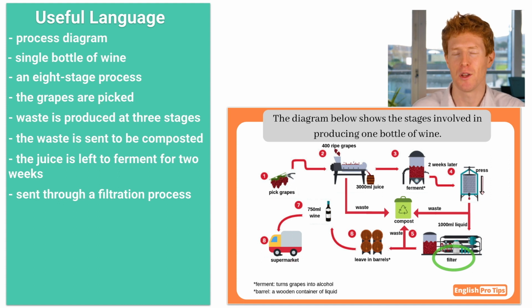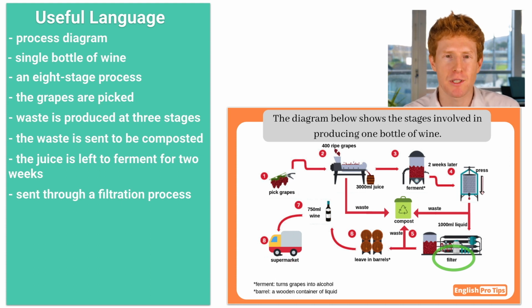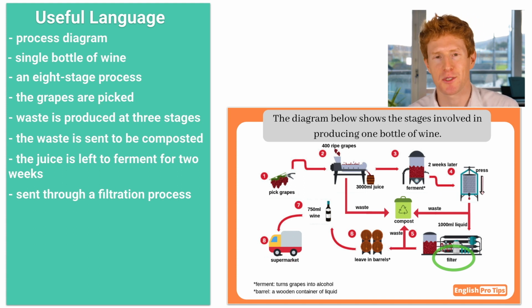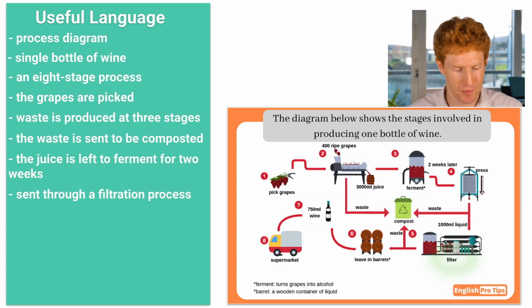We can say the wine or the juice is sent through a filtration process, or the liquid is sent through a filtration process. Okay, so that's a way that we can take a word like filter and then change it slightly, which is ultimately what we want to do. So instead of saying the juice is filtered, we can say the juice is sent through a filtration process.